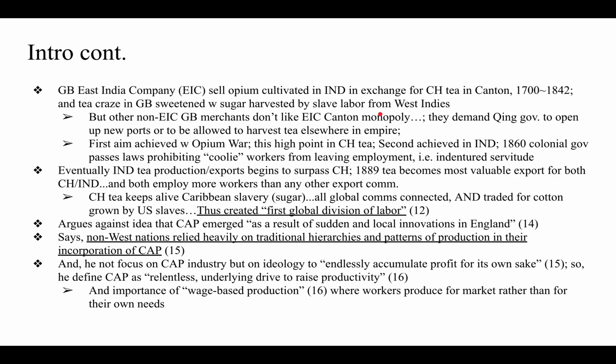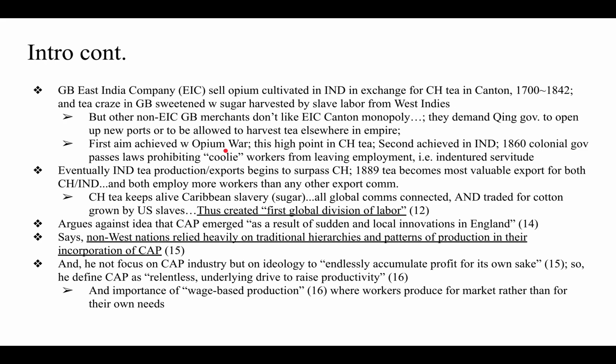So slavery, by the way, is lingering in the background here throughout Liu's book. And we're going to look at this in a future talk, how slavery as well functioned in the global capitalist economy. But in Liu's book, it's kind of in the background always. But other non-East India Company British merchants, of course, resent the monopoly that the East India Company has in Canton over the tea trade in China, and they demand that the Qing government open up new ports, or they argued to British politicians that they be allowed to harvest tea elsewhere in the empire. And both of these aims and arguments were accepted and achieved. So the first aim was achieved with the Opium War.